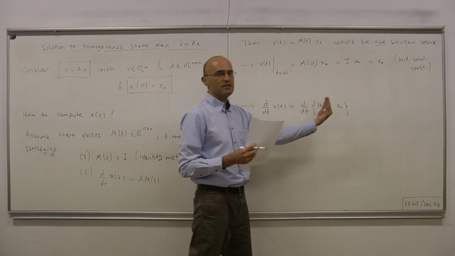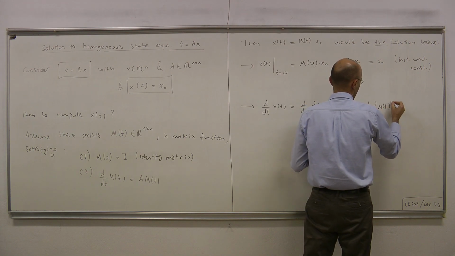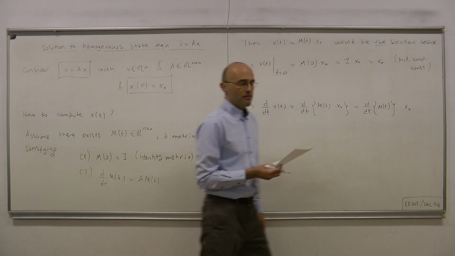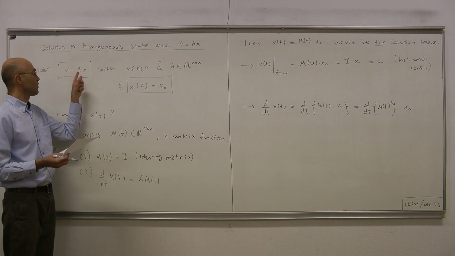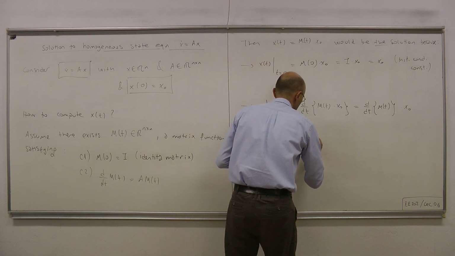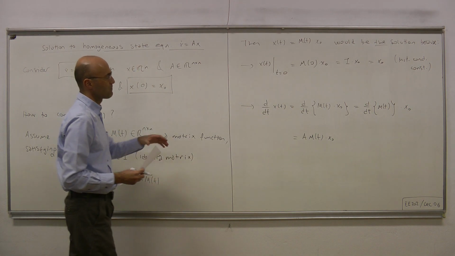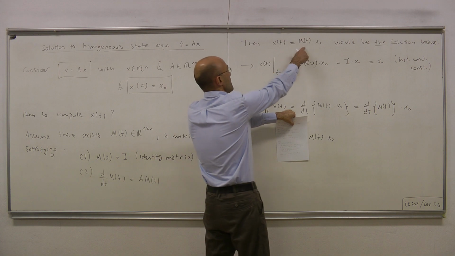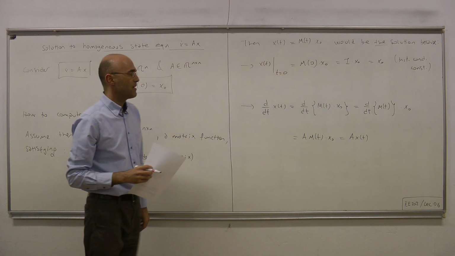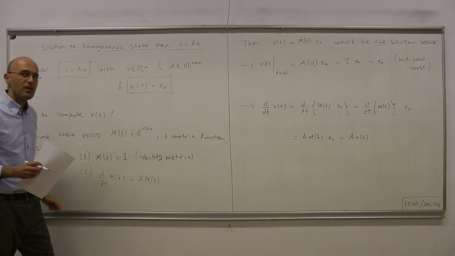equals d over dt, and then we put in our candidate, this matrix times this constant vector. Since the vector is constant, we can take it outside the differentiation and write d over dt of M(t) times x0. And what's this derivative? Again, by assumption, that derivative is A times M(t). So we have A times M(t) times x0. But this product, M(t) times x0, is our x(t). Therefore, we can write this as A times x(t). Therefore, x dot equals A x, meaning that the differential equation constraint is also satisfied.